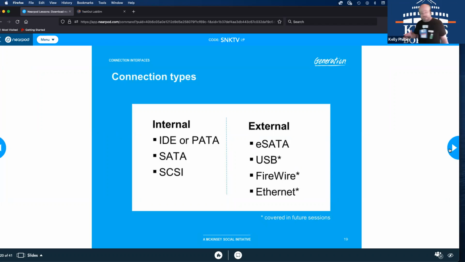Externally, you have the eSATA or external SATA. You have the USB family, 2.0, 3.0, C, and then all the other varieties that we showed you. Firewire, which is becoming a little more of a legacy technology, and then Ethernet or your RJ45 connectors.